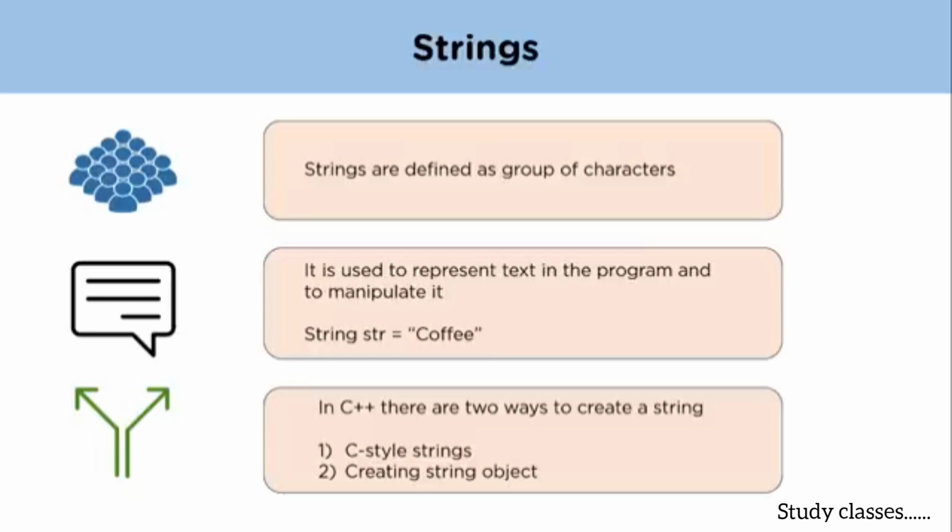In C++, there are two ways to create a string. First is C-style strings. In C-style strings, the collection of characters is stored in the form of arrays. They are basically arrays of type character. The second way is using string objects. We can create a string object to hold a string. They are implemented in the standard library, which we must include in the program using #include.